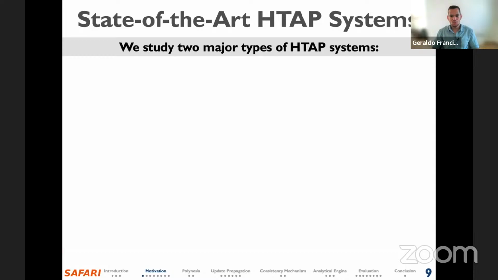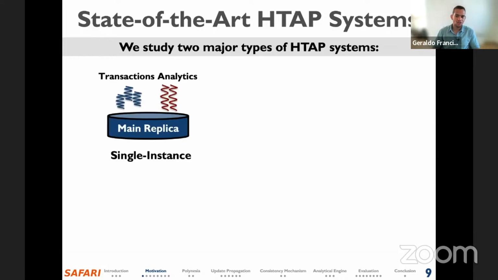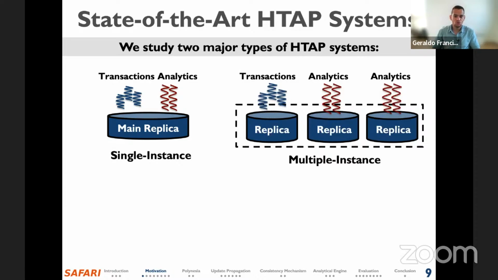We studied two major types of HTAP systems. The first one is called a single instance design, where both analytical and transactional workloads run on a single copy of the data. And then we also have the multiple instance design, where each workload runs on different copies of the data. So transactional workloads run on some copy of the data, while analytical workloads run on a different copy of the data. We find that neither type can achieve all of the three desired HTAP properties.